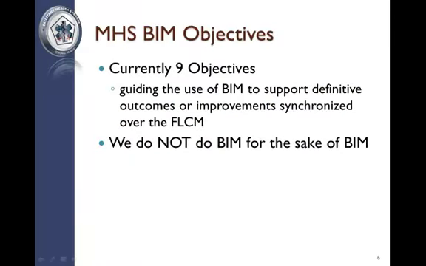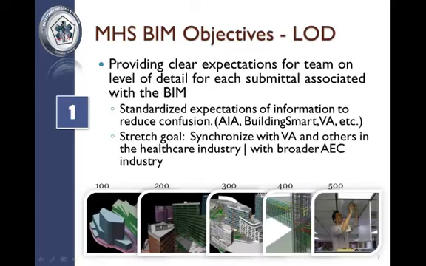Currently, the MHS has 9 BIM objectives, guiding the use of BIM to support definitive outcomes or improvements synchronized over the facility lifecycle management. We're not doing BIM just for the sake of BIM. The first objective relates to level of detail. It provides clear expectations for the team on the level of detail for each submittal associated with the BIM.